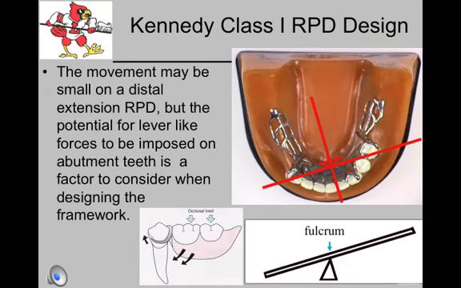The movement around the fulcrum may be small on the distal extension RPD, but the potential for lever-like forces on the abutment teeth is a factor that has to be considered when we design the framework. We will learn to do clasping mechanisms that help prevent torquing forces on these abutment teeth.